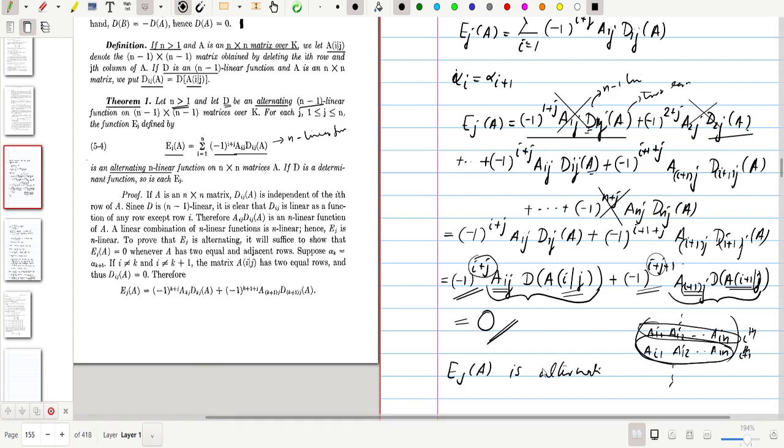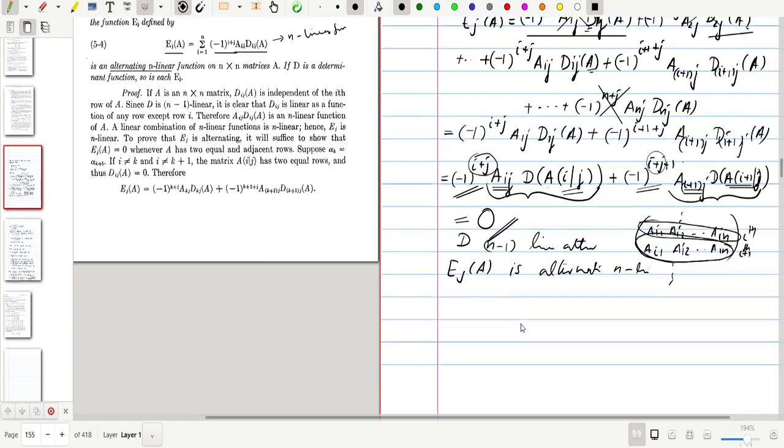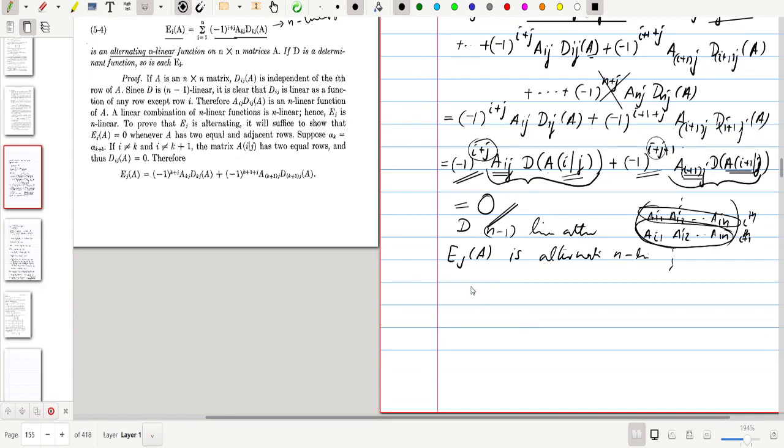So whenever D is an (n-1)-linear alternating function, then you can say that Ej is an alternating n-linear function. So any (n-1)-linear function induces or generates an n-linear function. Now if you assume D of I(n-1) equals 1, that means D is an (n-1) alternating determinant function, then you can get that Ej is a determinant function.